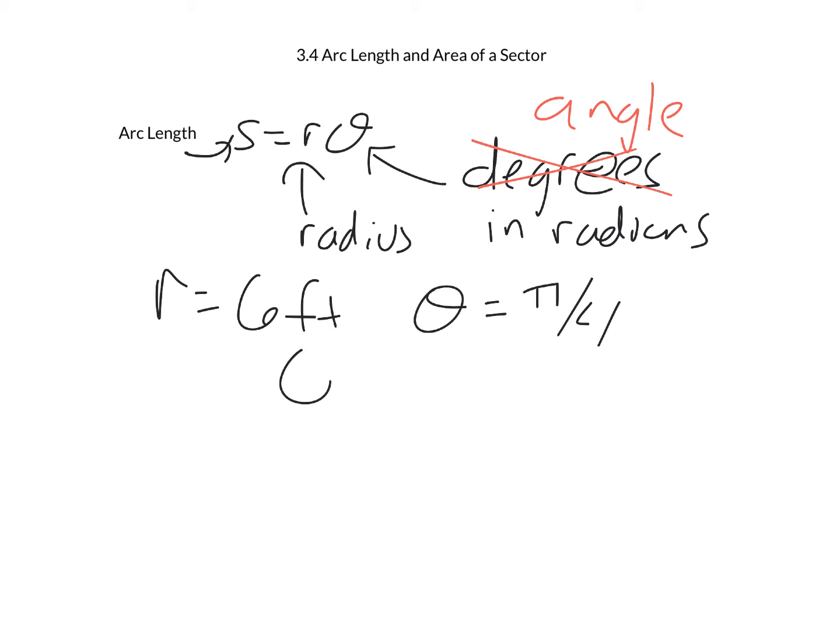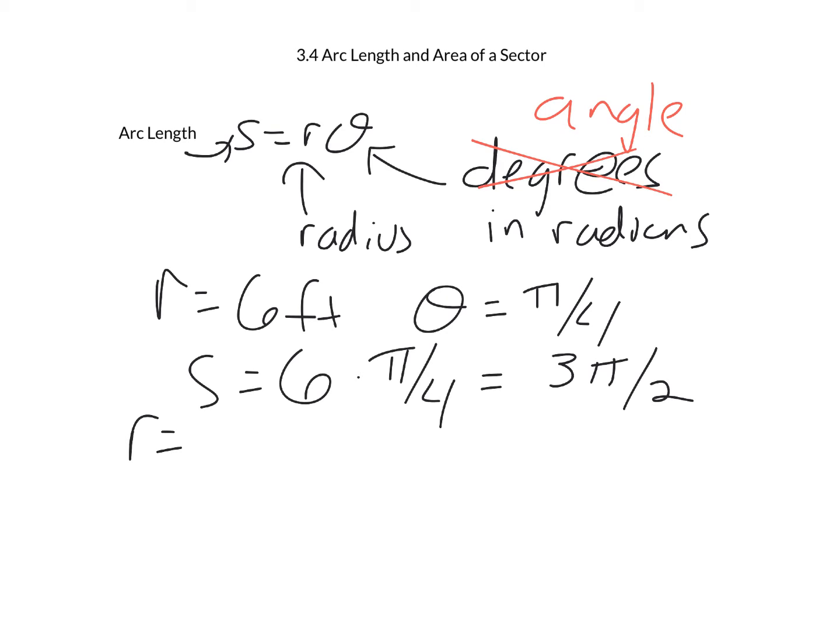So then you simply multiply it, and your arc length, your S, is equal to 6 pi over 4, which reduces down to 3 pi over 2.